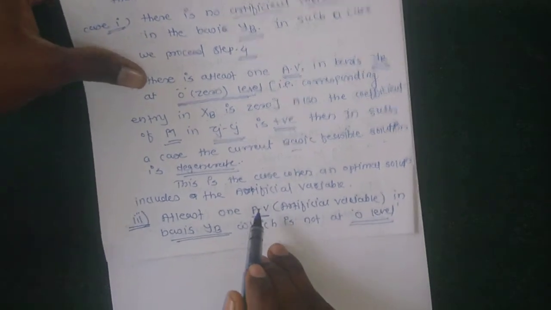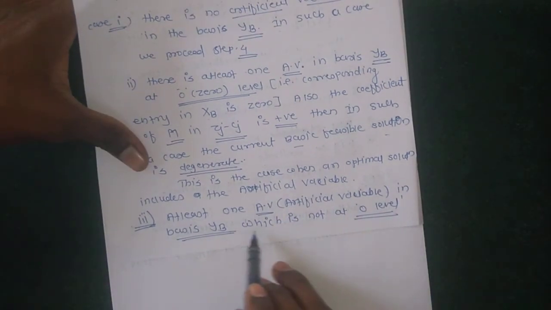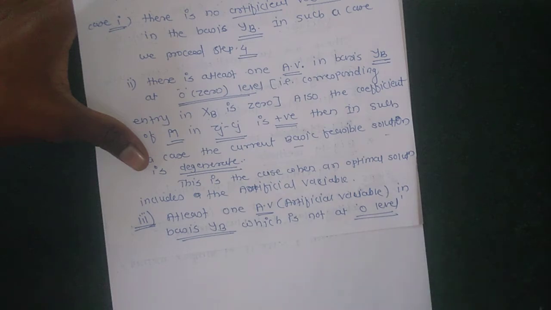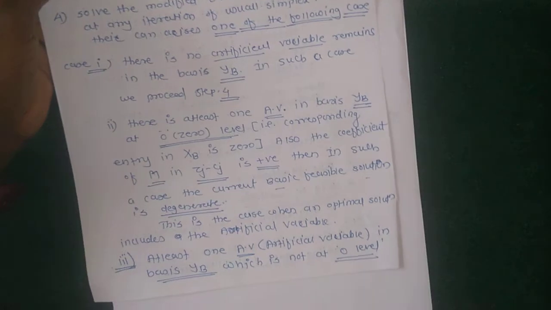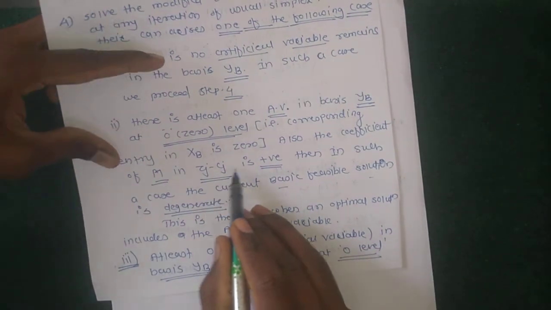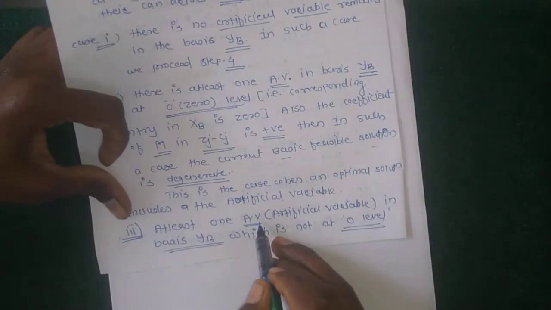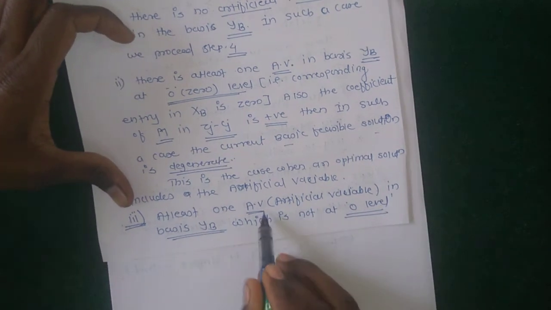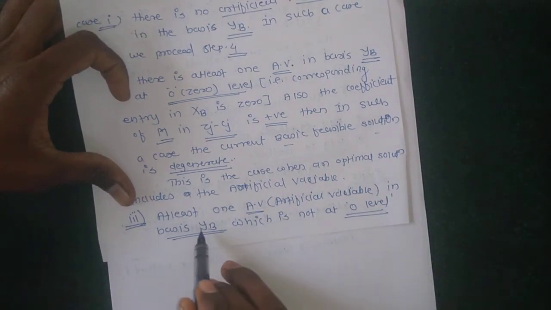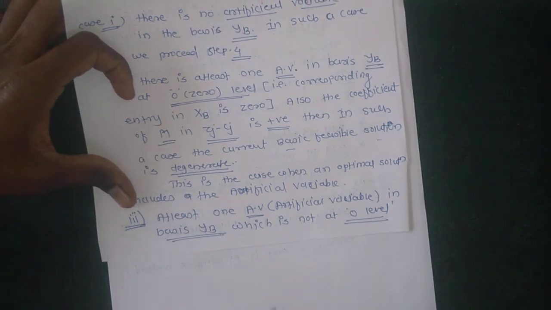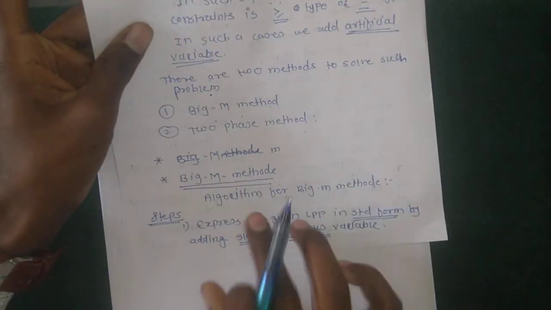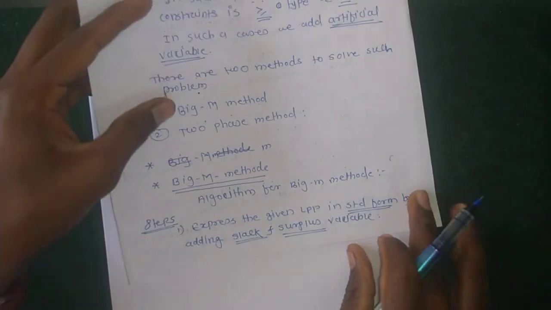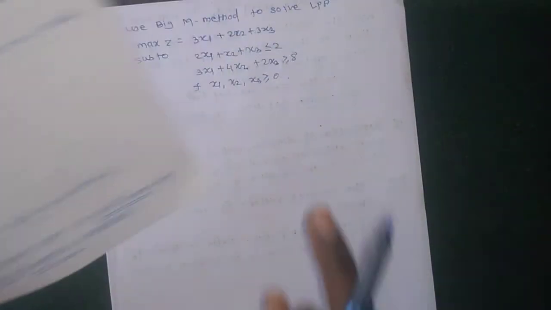And the last case: the artificial variable is not at 0 level, meaning its value in XB is not 0, and all zj minus cj are greater than or equal to 0. Then the given LPP has an infeasible solution. So this is the algorithm of the big M method. Using this we have to find the solution of our given LPP.